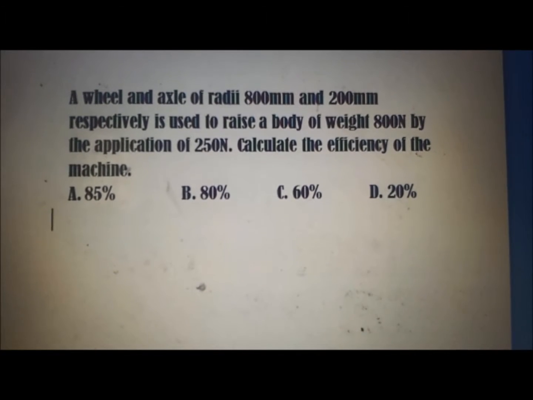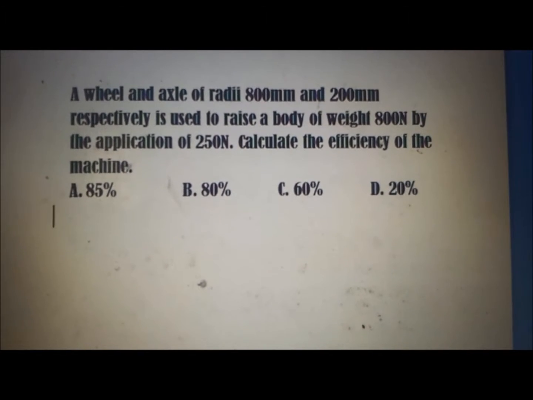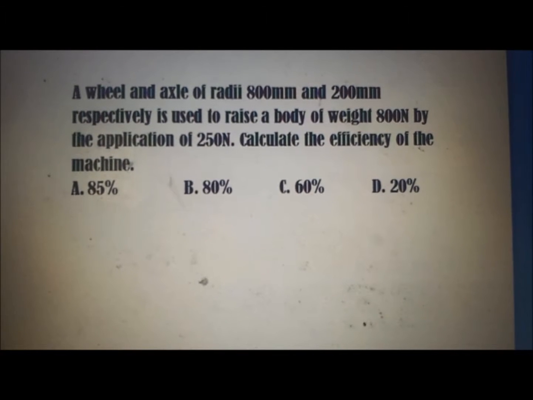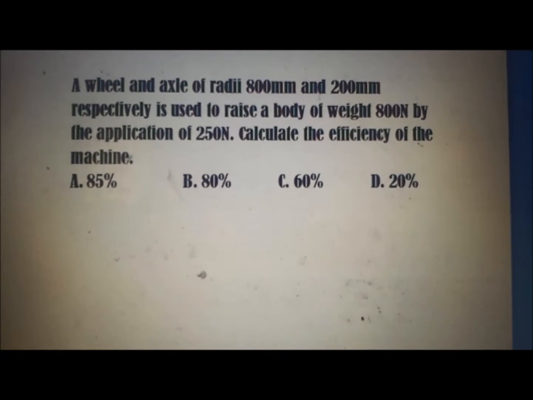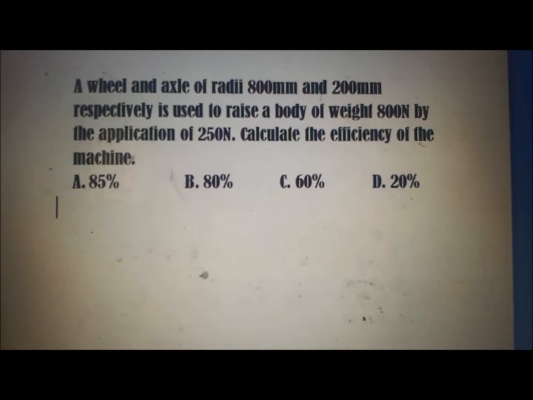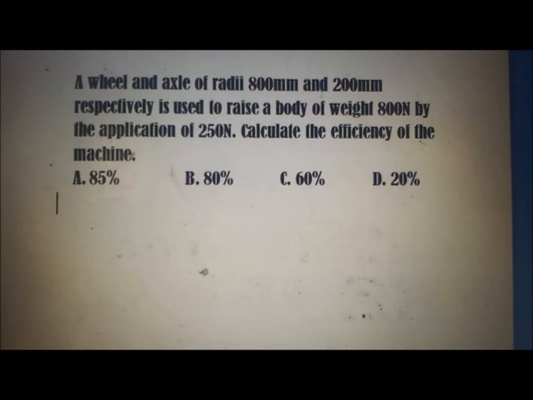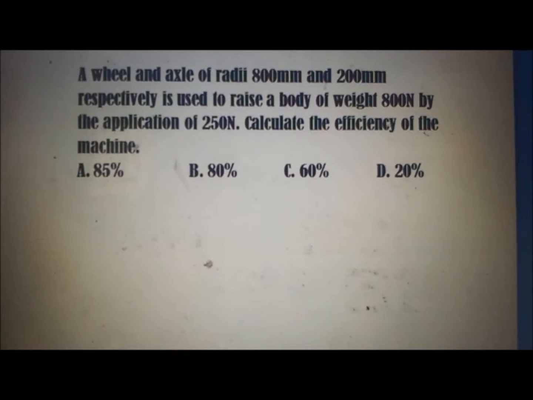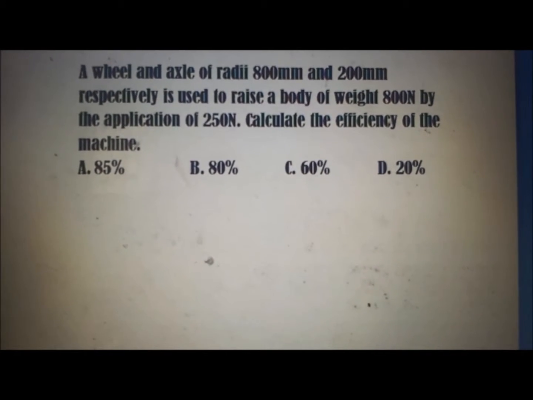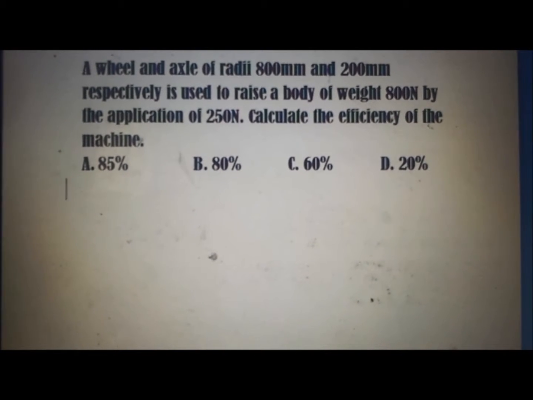A wheel and axle of radii 800 mm and 200 mm respectively is used to raise a body of weight 800 Newton by the application of 250 Newton. Calculate the efficiency of the machine. Option A is 85%, option B is 80%, option C is 60%, or option D is 20%.